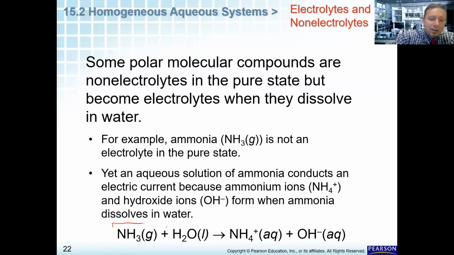Right here is a base, and water is acting as an acid. It donates a proton here and then becomes the conjugate on the other side. So we'll talk about those terms towards the last 2 weeks of school.